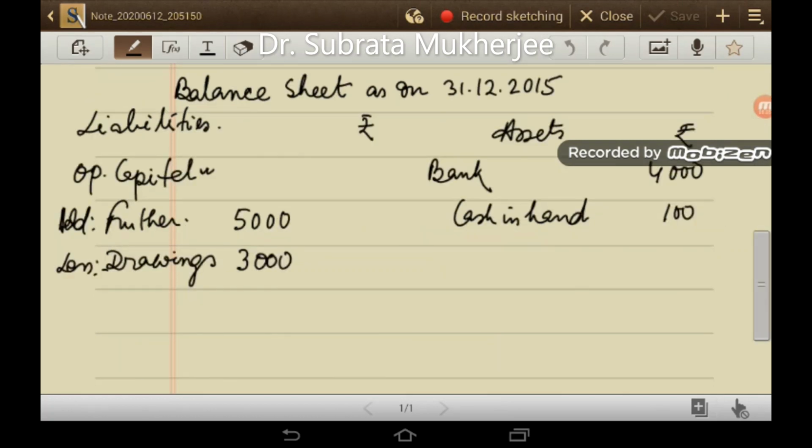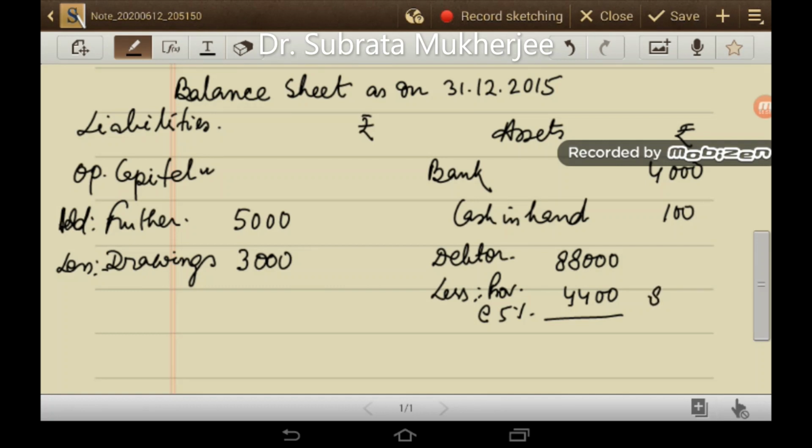And the closing balance of debtor I am writing in the closing balance sheet. So I am writing it in the inner column 88,000 because there will be a provision of 5%. So less I am writing this provision at the rate 5%. So this will be 4,400. So outside total will be 83,600, and this provision for bad debt will be written on the debit side of the profit and loss account.